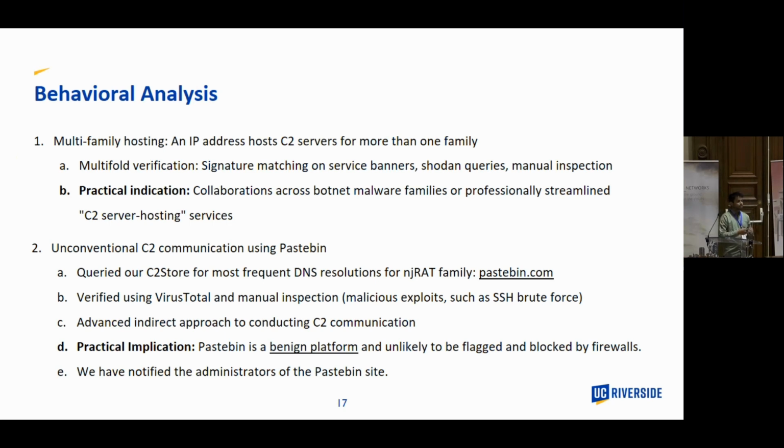We verified a couple of the URLs that we found on pastebin.com, and we found that there is some malicious exploit code being deployed, for example extracting information, doing crypto mining, or running SSH brute force. We found these kinds of commands at those URLs, and we notified the Pastebin administrator. After a couple of days, those URLs were blocked, and the administrator replied that those were actually malicious.